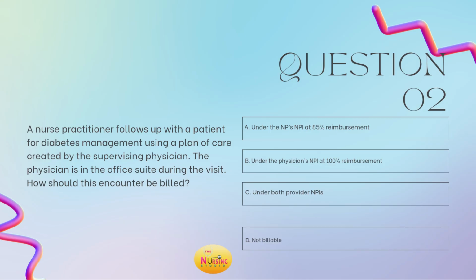All right, so stem of the question, how should this encounter be billed? So we have an NP who is following up with a patient for diabetes management using a plan of care created by the supervising physician, and the physician is in the office suite during the visit. So we can bill under the physician's MPI at 100% reimbursement. So the best answer is B, because this qualifies as incident to billing.